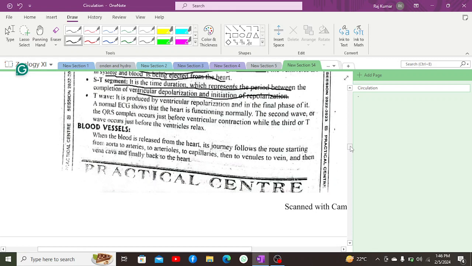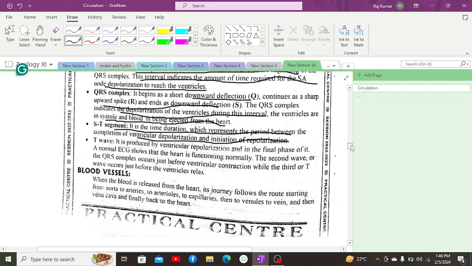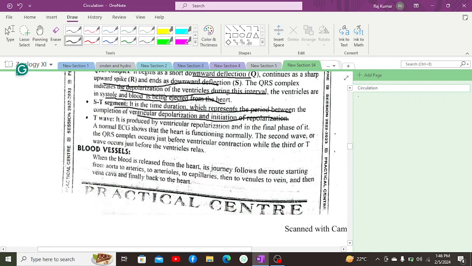Repolarization basically leads to a condition in which it is the electrical impulse generated before the diastole of both atria and ventricles. So this is a basic concept about ECG.